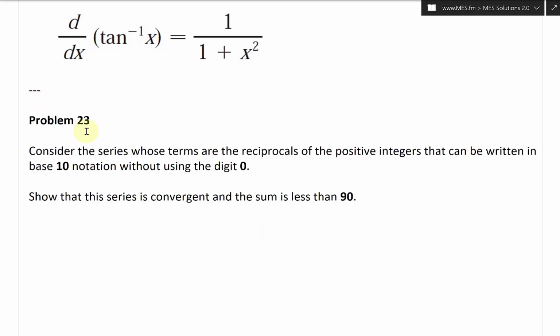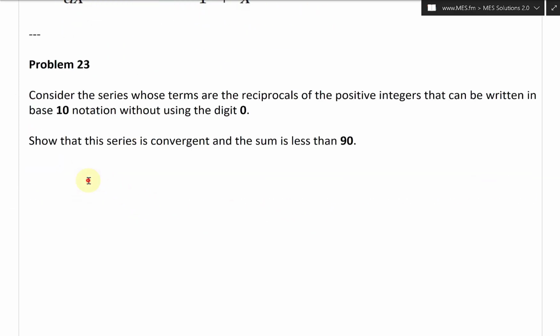And now let's look at problem 23. So consider the series whose terms are the reciprocals, you're dividing by, of the positive integers that can be written in base 10 notation without using the digit 0. And show that this series is convergent and the sum is less than 90. Now this is why it's called Problems Plus. This is pretty next level.